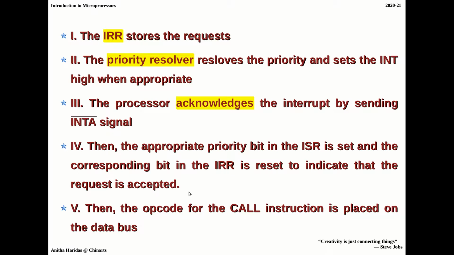So once the request is accepted by the CPU, the opcode for the call instruction will be placed on the data bus. Why do you need the call instruction? Because the interrupt service routine is available somewhere else. So now the CPU has to call the interrupt service routine, for which the call instruction will be taken as the opcode, and this will be placed on the data bus.